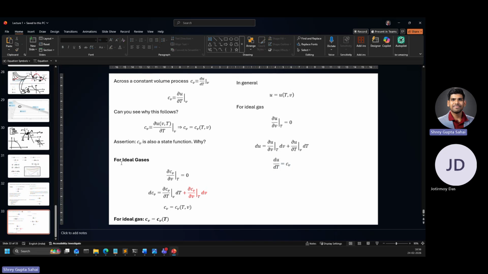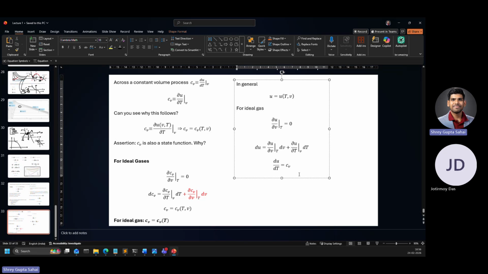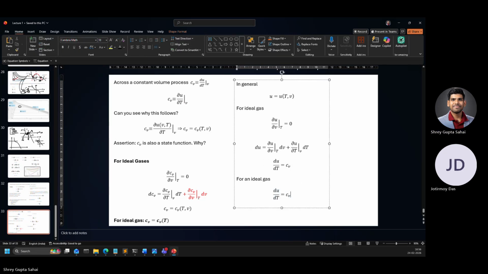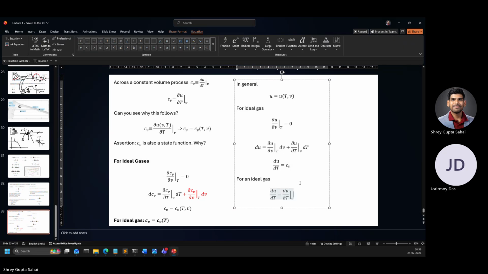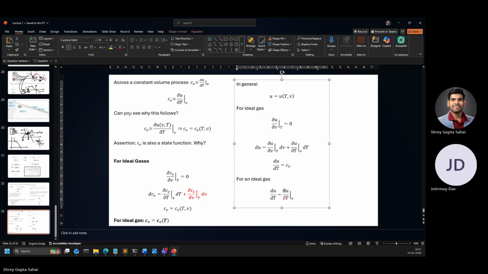I'll tell you what I'm trying to say. The diagram we drew, no. Suppose, okay, let me just write one more step. Then I'll also substitute the CV value. I'll write another thing for an ideal gas. CV was defined this way, right? Just note that here this operator is a partial differential, okay? And this is a total differential.